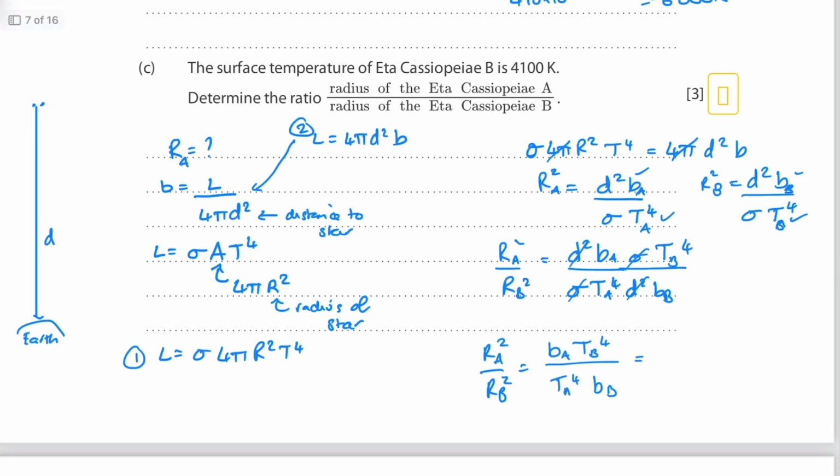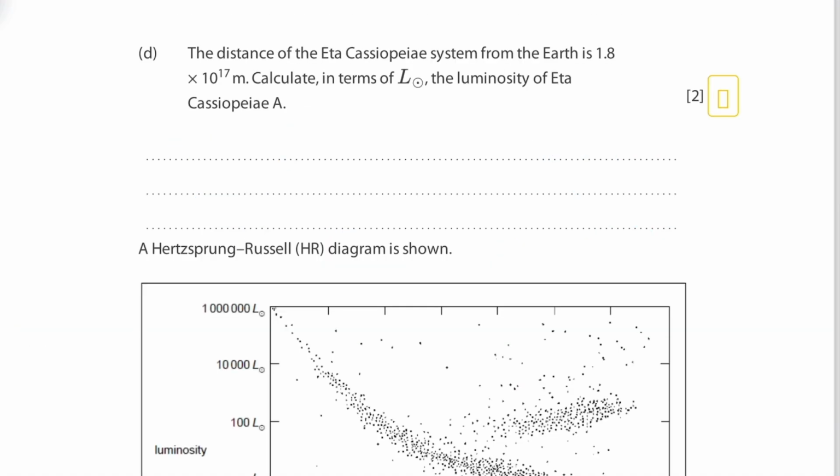So you're going to put all those numbers in, and when you put all those numbers in, you'll get the number 2.17, which goes to 2.2. That is the ratio. D. The distance of the Eta Cassiopeiae system from the Earth is 1.8 times 10 to the 17 meters. Calculate, in terms of the luminosity of the Sun, the luminosity of Eta Cassiopeiae A.